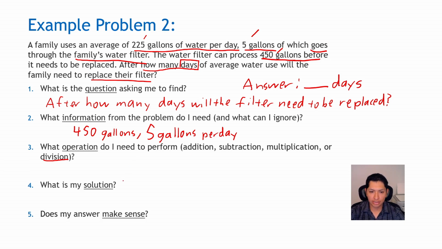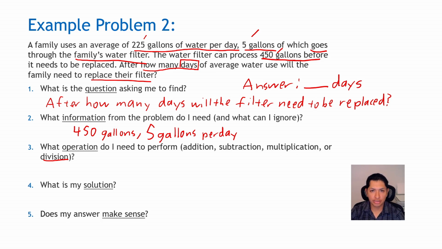I do not need to add these two numbers together. I don't need to subtract them, and I don't need to multiply them. I need to divide them. Because if I know how many gallons I need before it needs to be replaced and gallons I use per day, division will give me the answer in terms of days that I am looking for.